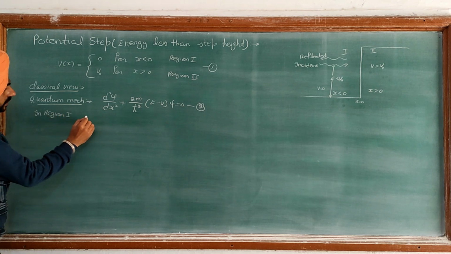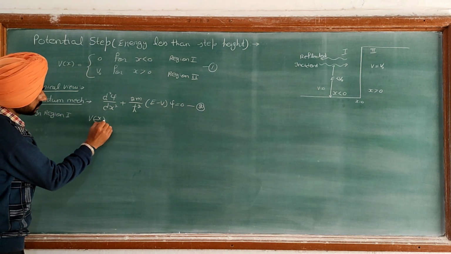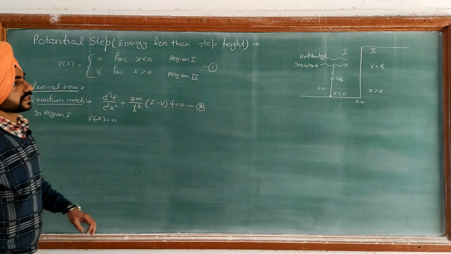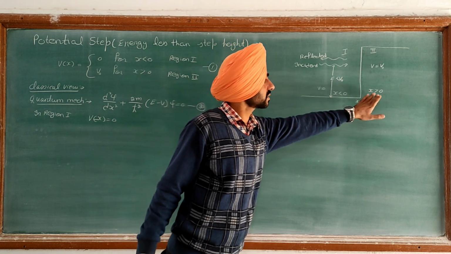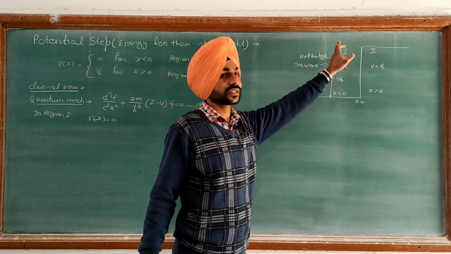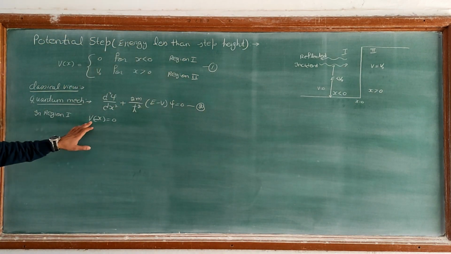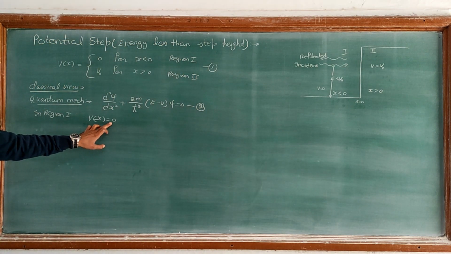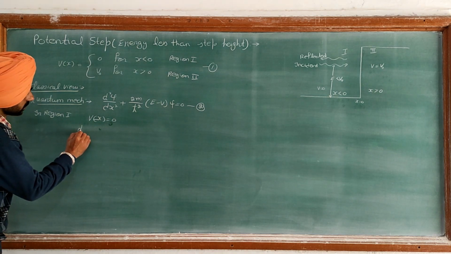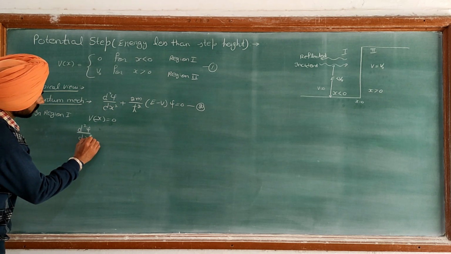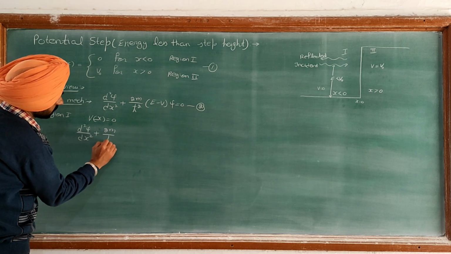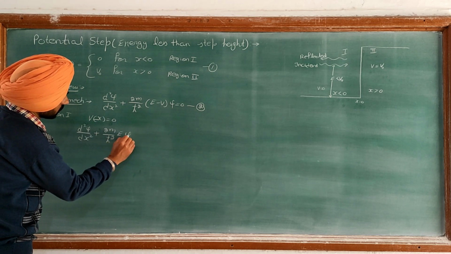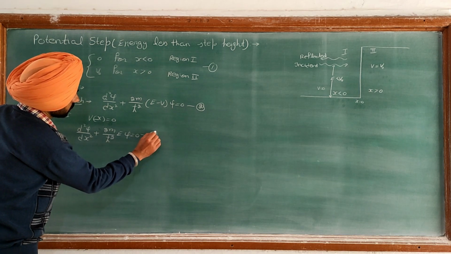In region 1 we have V(x) equal to 0. The region x less than 0 is region 1, x greater than 0 is region 2, and x equal to 0 is the boundary. So V is equal to 0. In region 1 we denote the wave function by psi 1. We substitute V equal to 0 in equation 2: d square psi upon dx square plus 2m upon h cut square E into psi equal to 0. Let it be equation number 3.